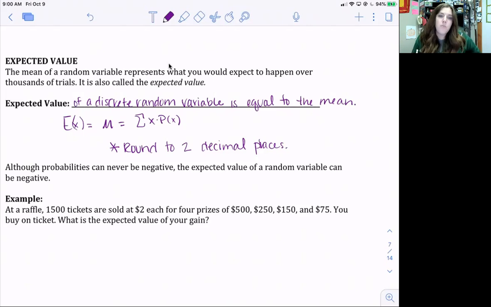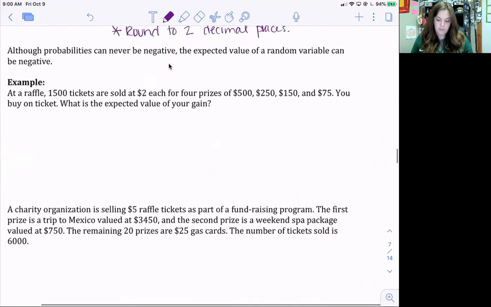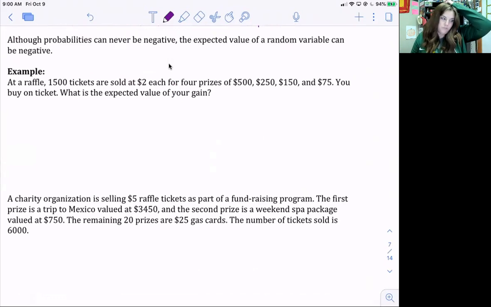Okay, so although probabilities can never be negative, the expected value of a random variable can be negative, showing that you're going to most likely lose that raffle or lottery. Okay, so we're gonna do this first example and then we'll do the second one together as a class. Okay, so at a raffle, 1,500 tickets are sold at $2 each for 4 prizes of $500, $250, $150, and $75. You buy 1 raffle ticket. What is the expected value of your gain?